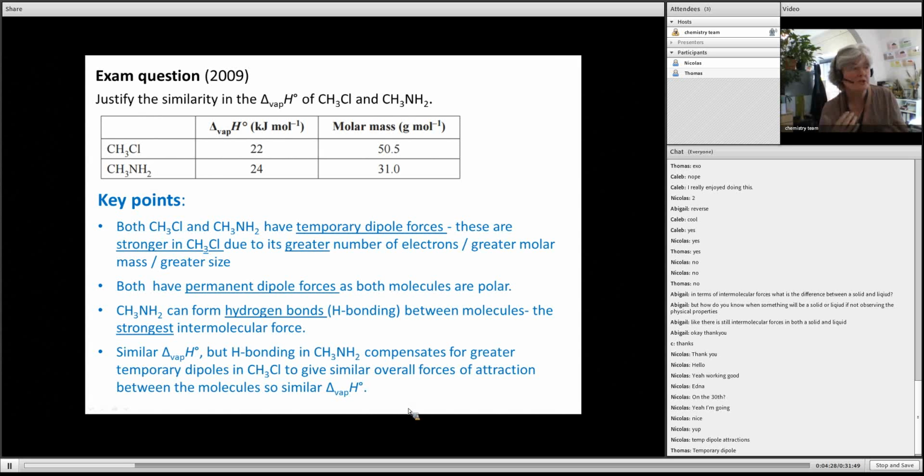So you do need to compare and contrast for excellence. If you just identified some of the intermolecular forces, then that would be achieved level. If you identified them and you said something about them, you could go to merit level.